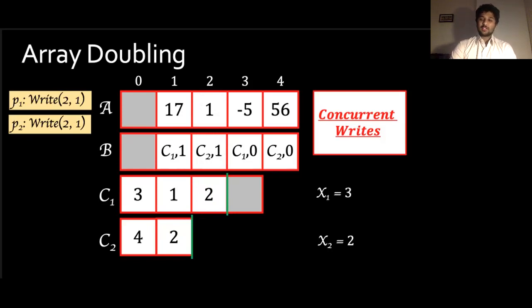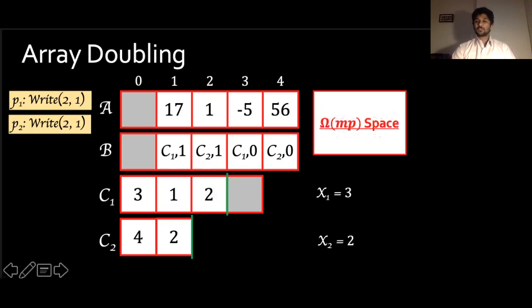The run is indeed linearizable and thus correct. However, both of the processes have used a certificate to certify the same index. In the worst case, all p processes could do this at all m locations, and the space complexity, even with array doubling, would be omega of m times p. So we are still left having to reduce the space complexity.